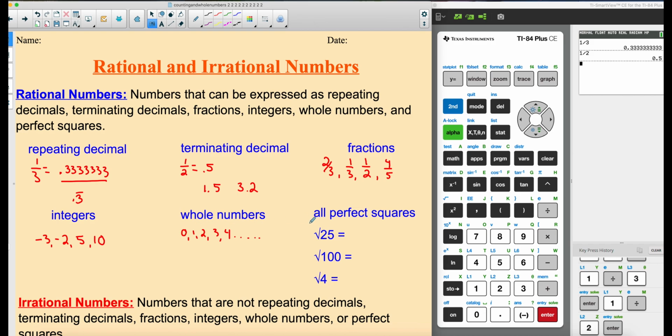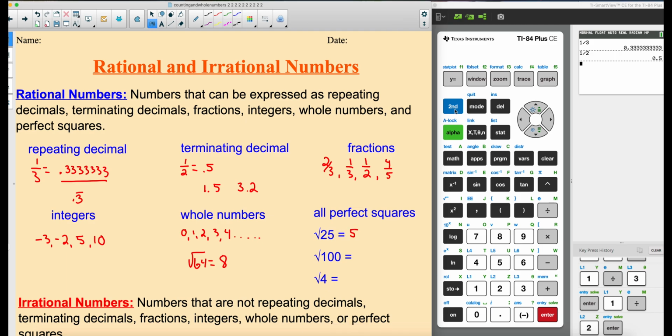And then sometimes how would you get a whole number? Well, if you had the square root of 64, the square root of 64 is 8. 8 is a whole number, that's why that would be rational. That's where you would get a whole number in the calculator. And then, of course, perfect squares, like we just talked about here. The square root of 25 is 5. Well, 5 is a whole number, therefore it's rational.